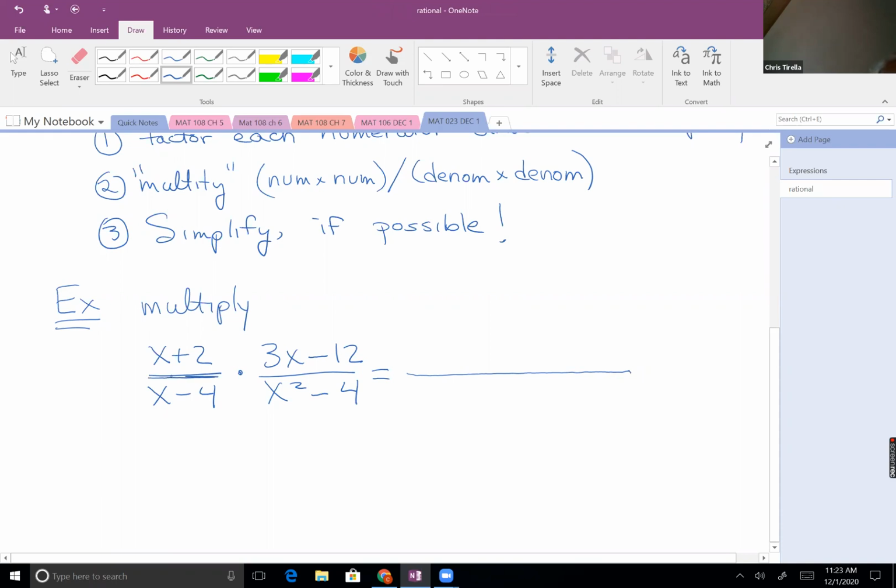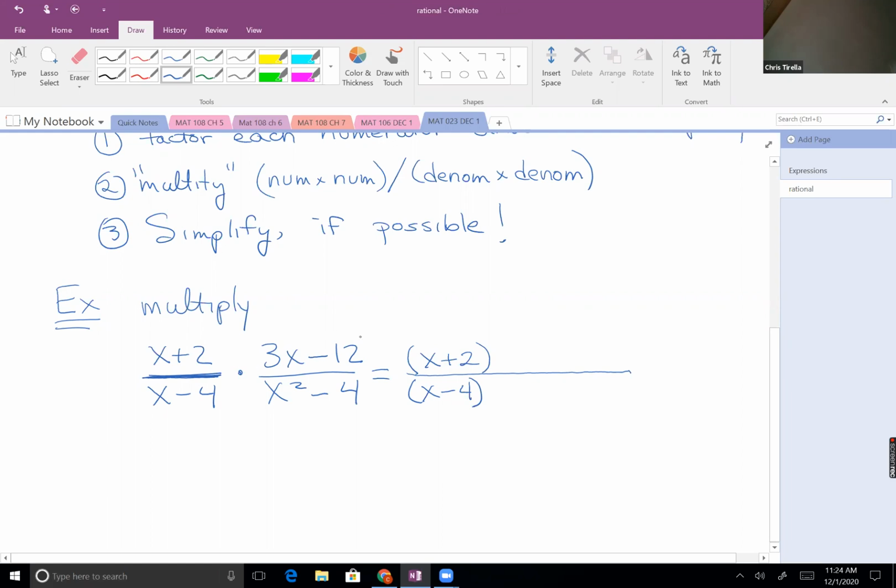So if I look at that x plus 2, there's nothing in common and there's no exponents. So that part I won't factor. I'll leave it as x plus 2. In the same way, x minus 4, there is nothing in common and there are no exponents. So I'll leave that as x minus 4.